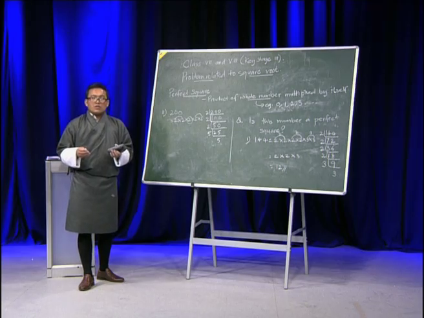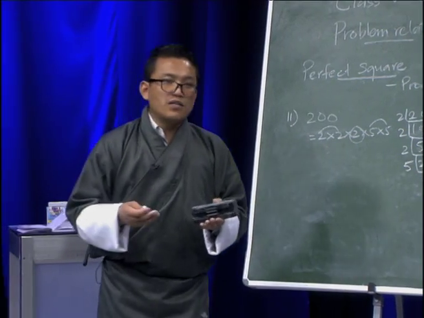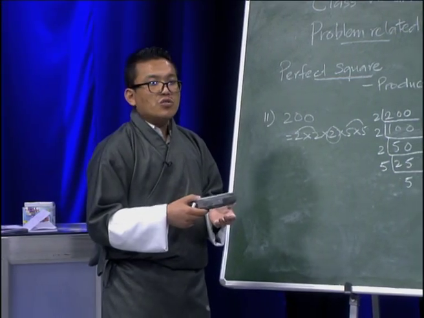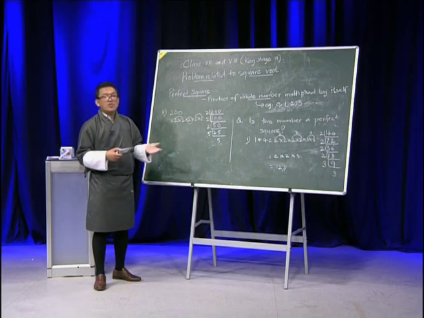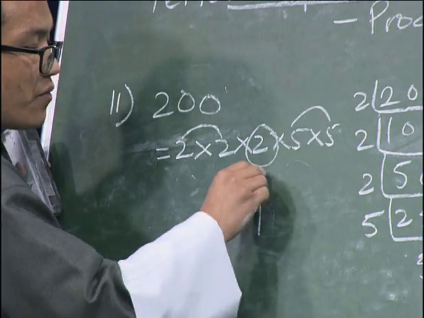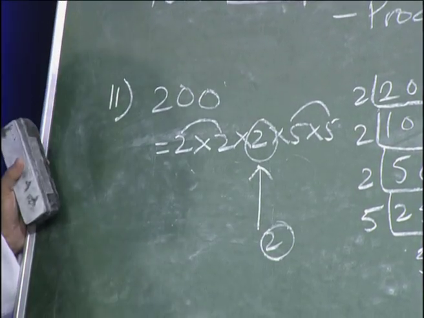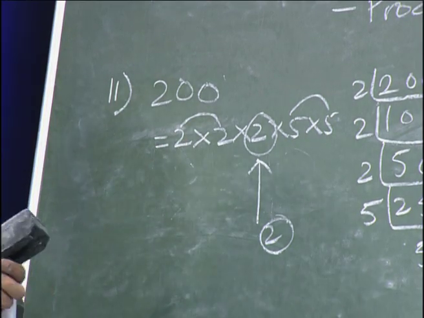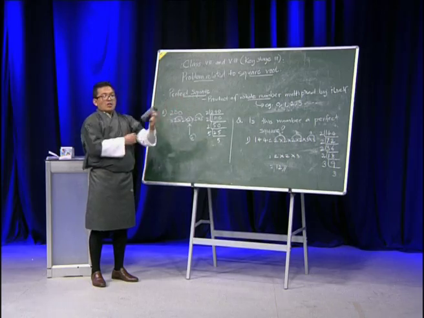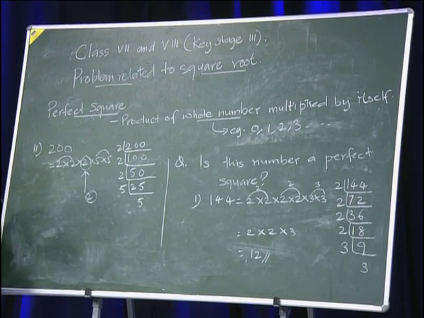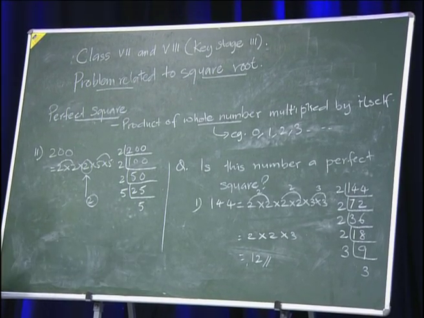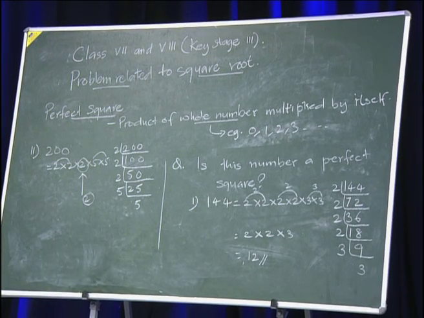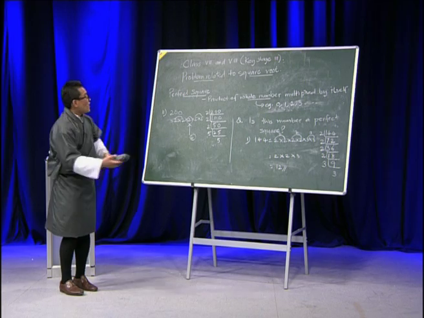Now, sometimes you may be asked what will be the least number that you will multiply so that you can make it a perfect square. You just have to get the pair of this number. So that means you just have to multiply with 2 so that you'll make the number a perfect square. I believe now you might have got some idea how to check whether the number is a perfect square or not using the factorization method.